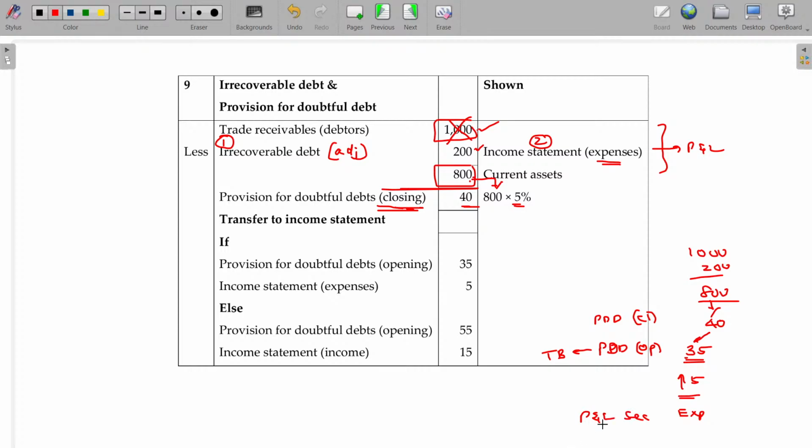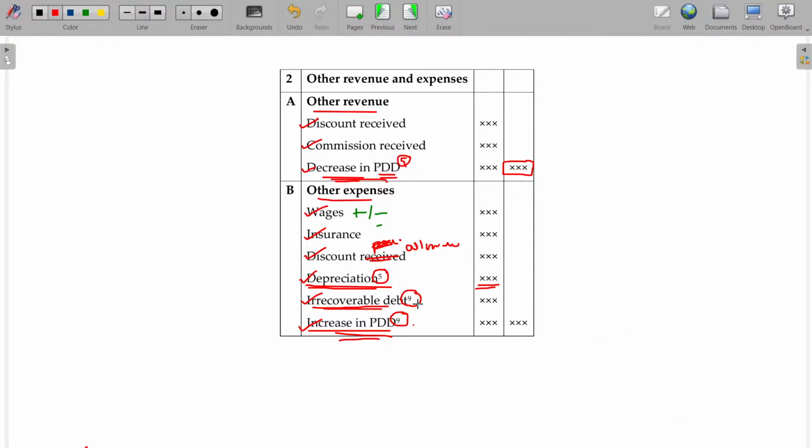Is that okay? Suppose in the previous year you had 55 rupees, and this year you are reducing it to 40. Reducing by 15, if you are reducing, this is your income. So with respect to the receivables, you have two adjustments. One is irrecoverable debt. Another is what happens to the PDD: is it increasing or decreasing compared to the earlier year's opening balance? The opening balance is given in the trial balance. The closing balance, usually the rate, is given in the adjustments. If you compare the previous year and current year and it is increasing, it is your expense transferred to the P&L section. Is it clear?